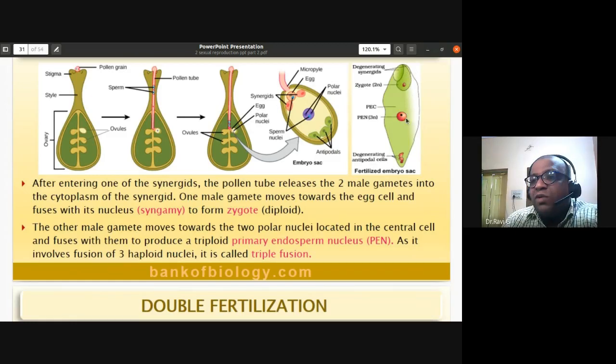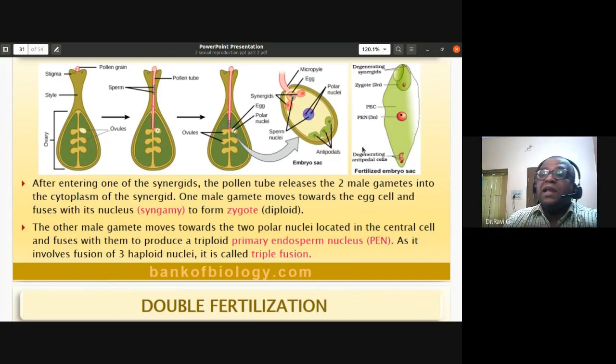The primary endosperm nucleus is triploid because there were two polar nuclei which were haploid and one sperm cell which was haploid. All three together, when they fuse, form the triploid primary endosperm nucleus. This triploid primary endosperm nucleus forms the endosperm, and the antipodal cells degenerate. The synergids degenerate after fertilization.